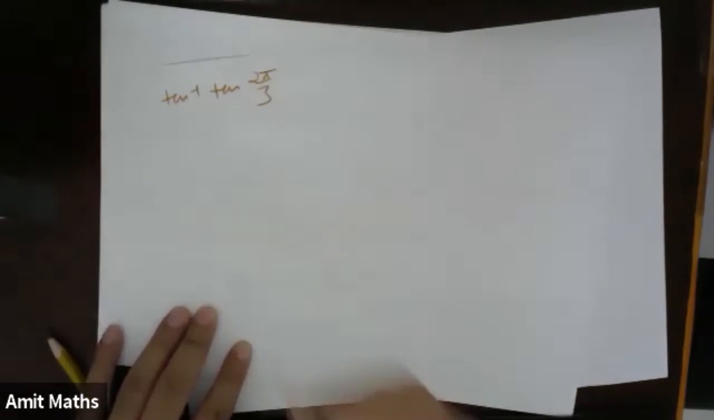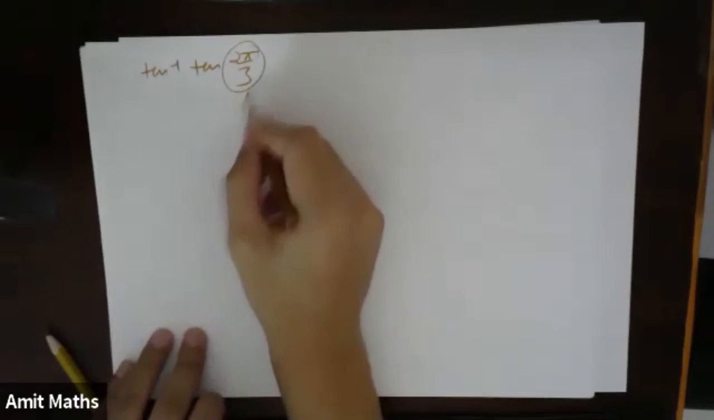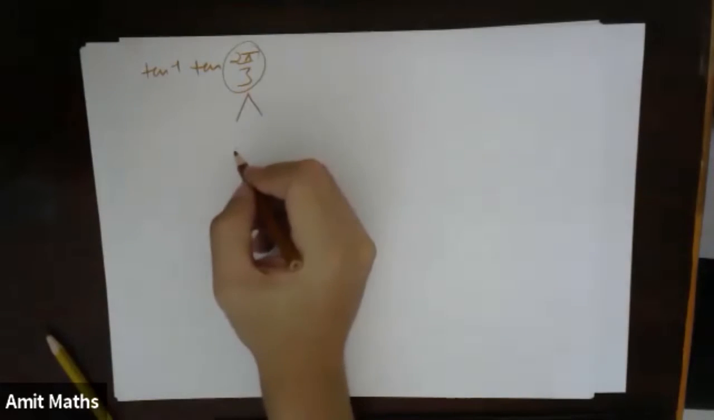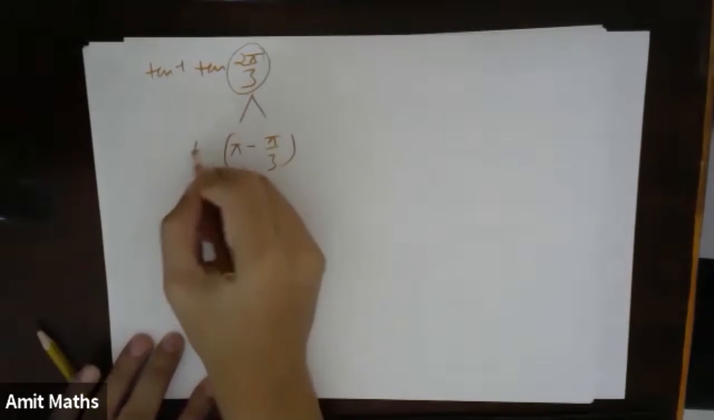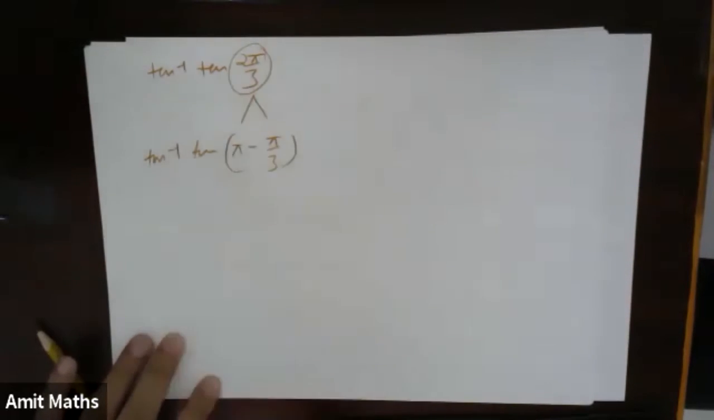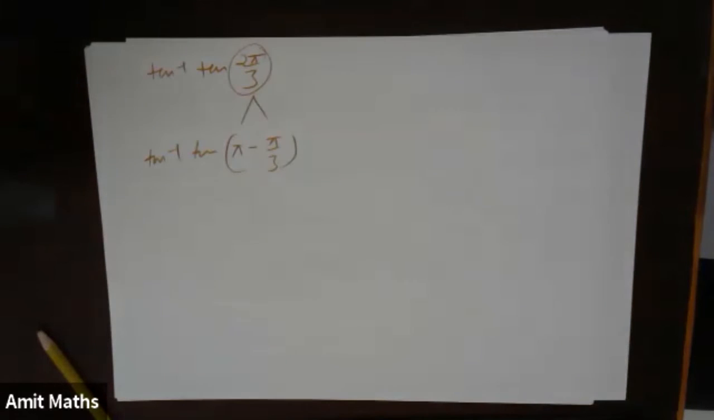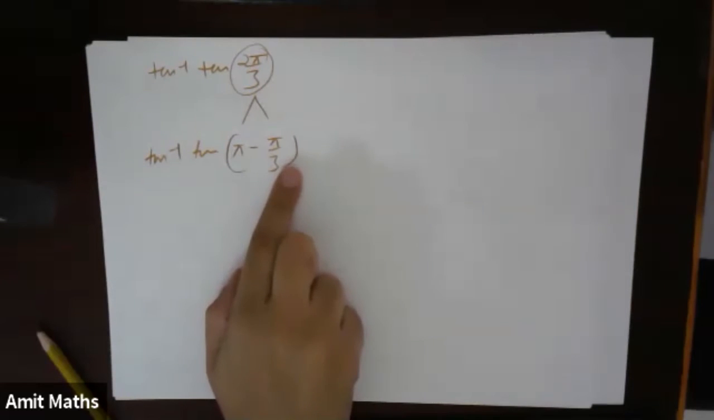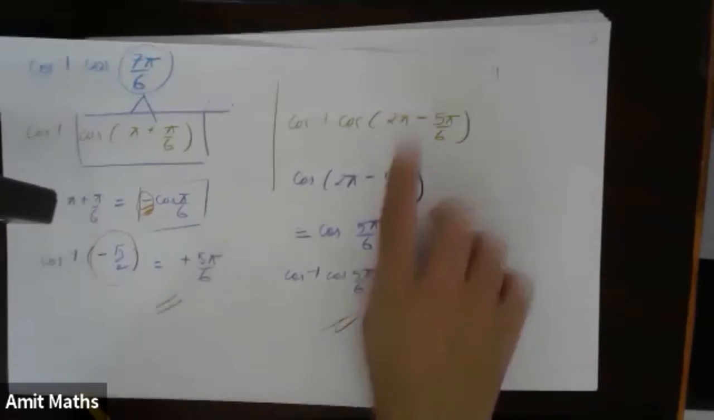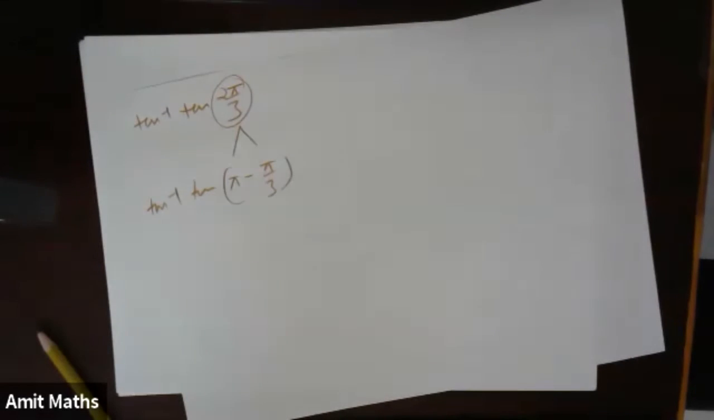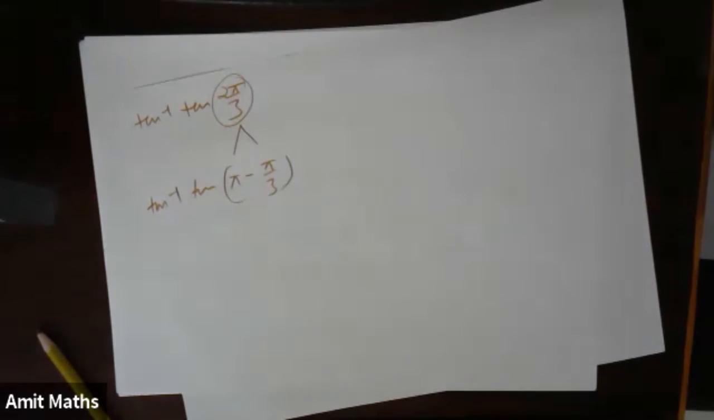2 pi by 3. Now what should I write this 2 pi by 3 as? Again, pi minus pi by 3, tan inverse of tan of pi minus pi by 3. Now tell me why here I have written pi minus pi by 3, and why here it is easy for me to write 2 pi minus 5 pi by 6. Why here 2 pi and why here pi? Think about it for a second. Why here pi minus pi by 3? Rudra, you have written pi minus pi by 3. Tell me.